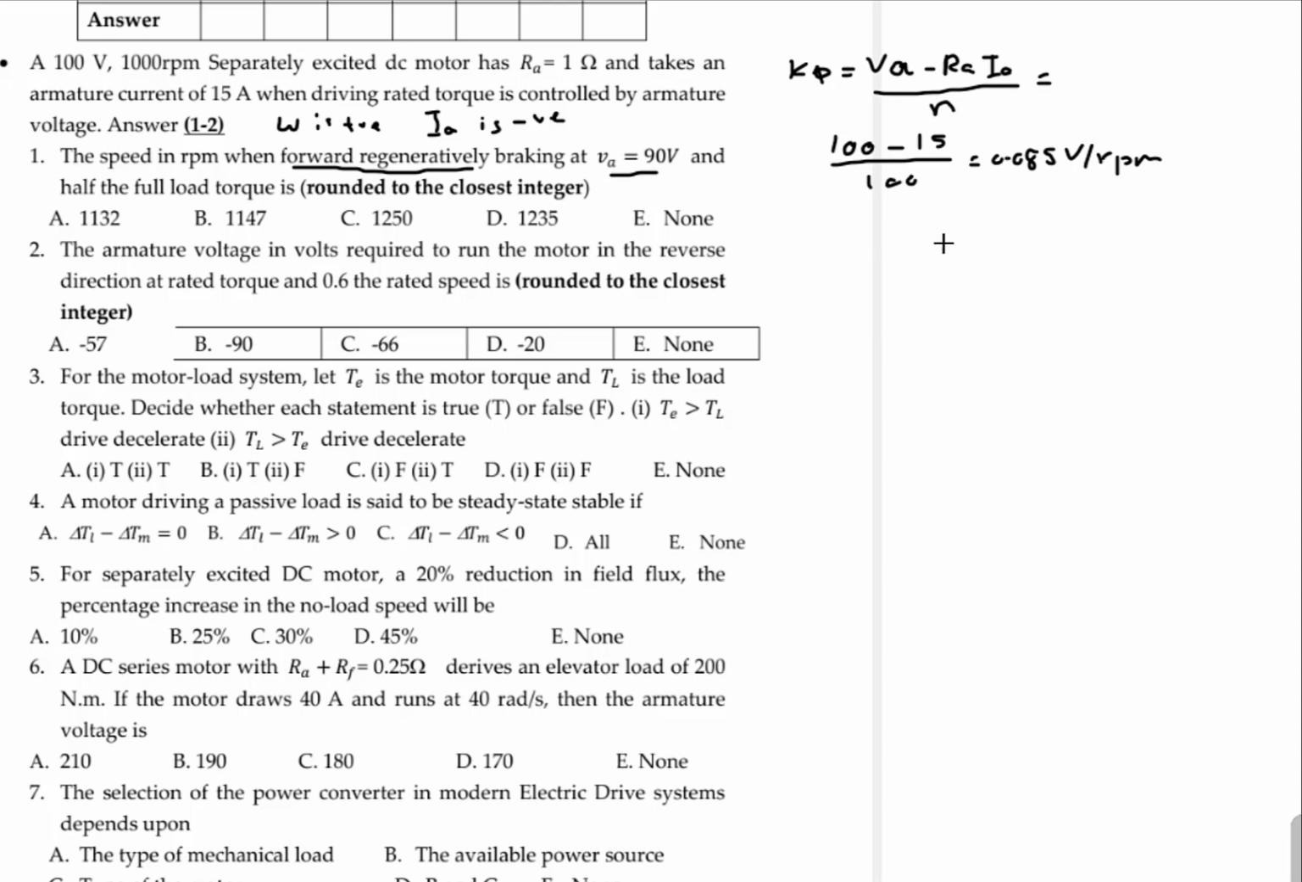So now let's come here. The voltage is given 90 volt, which will equal regenerative braking and driving half the load. So this will be minus 0.5 multiplied by the full load current, which is the 15, multiplied by the resistance, which is the 1, plus 0.085 N. So N will equal 97.5 over 0.085, which will equal, if we do the math, 1147.